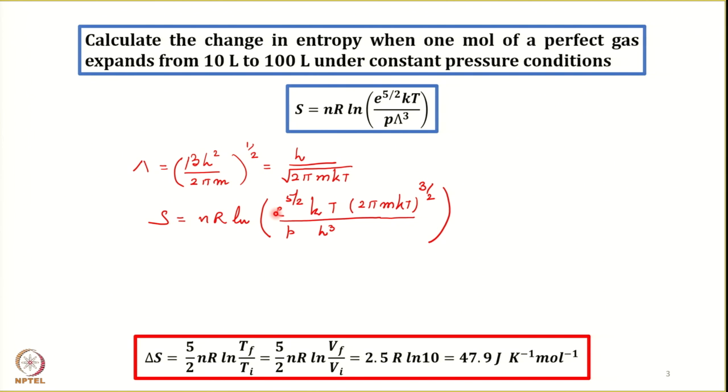This is constant, exponential 5 by 2. Boltzmann's constant is constant. Mass is constant. Pressure is constant, under constant pressure conditions. Planck's constant is a constant. So if I combine all these constants, I can write this equal to nR log A, where A combines all the constants. And temperature: one temperature term is this and the other temperature term is this. That means 1 plus 3 by 2 is equal to 5 by 2.